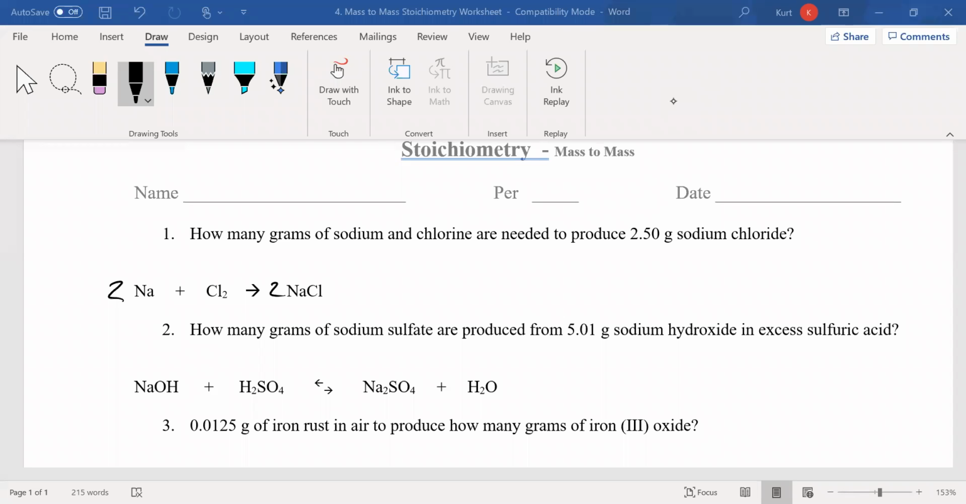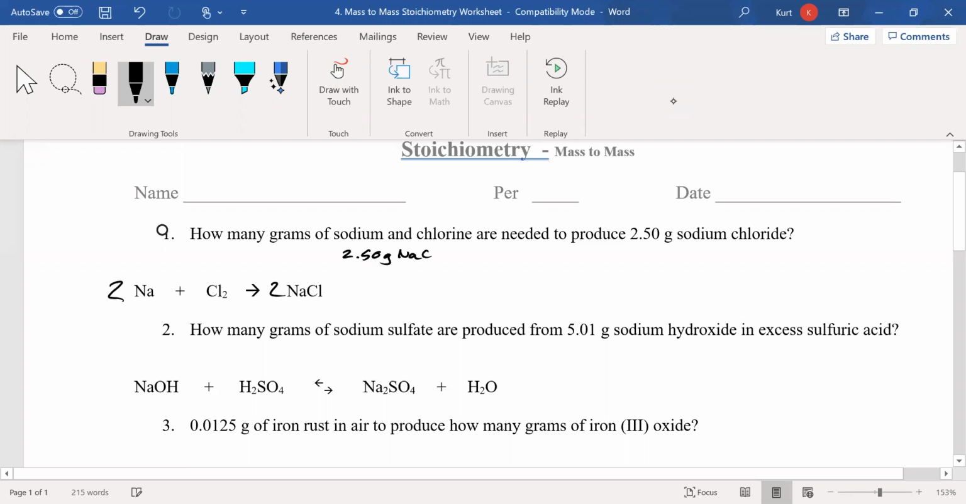Okay, we're going over the stoichiometry mass to mass homework. Let's go through this. How many grams of sodium and chlorine are needed to produce 2.5 grams of sodium chloride? So 2.50 grams of NaCl. I first need to get the molar mass. Molar mass is 58.5, right?